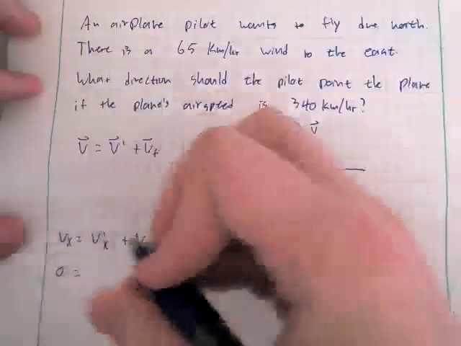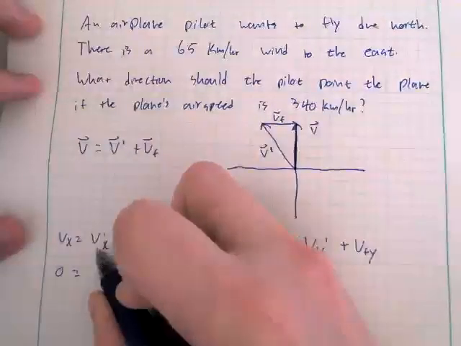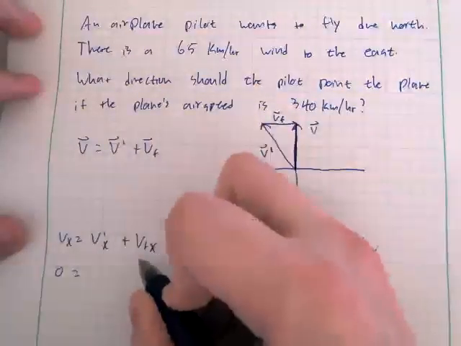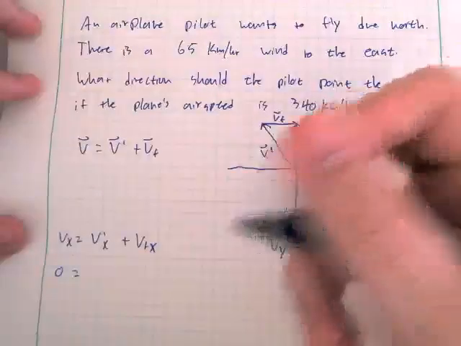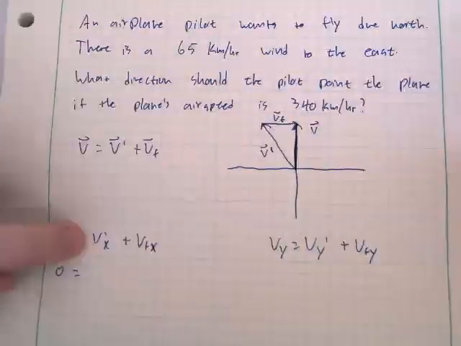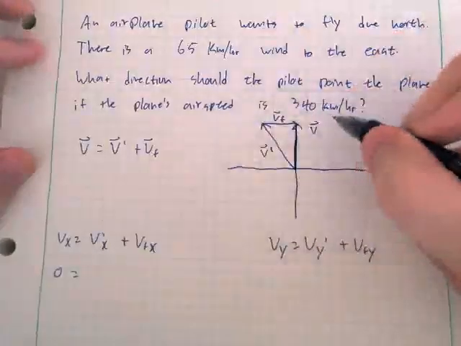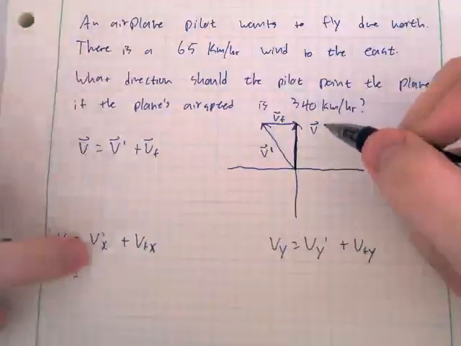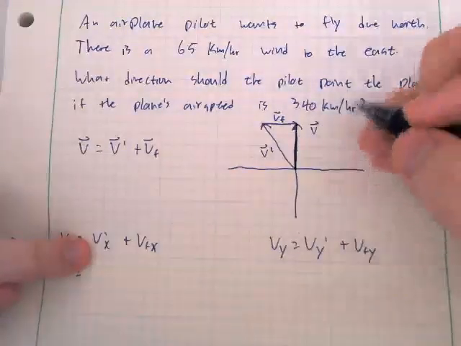So you have 0 equals, what is this one? We have v prime x plus v frame in the x direction. So v prime x is going to correspond to what? This is again the speed of the plane relative to the air. So what do we know? Well, we're told the plane's airspeed, so that's a good start. But this is just the x component of that, right?